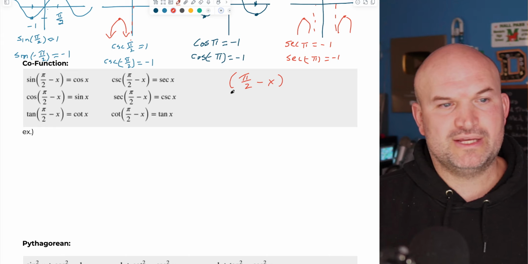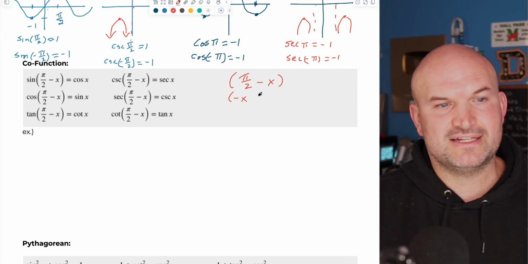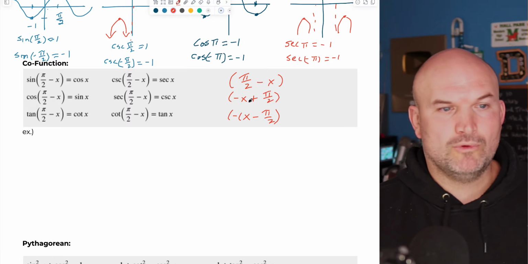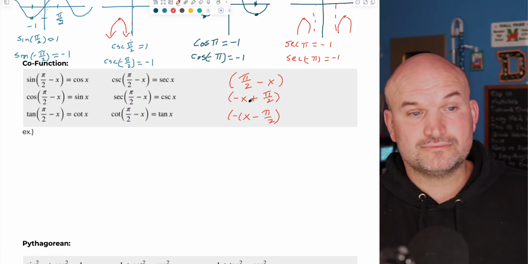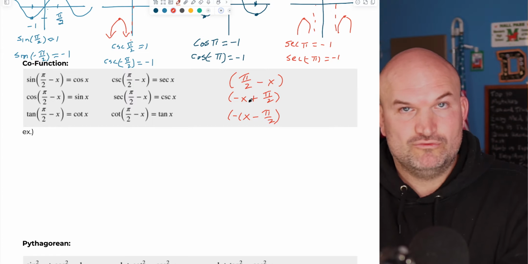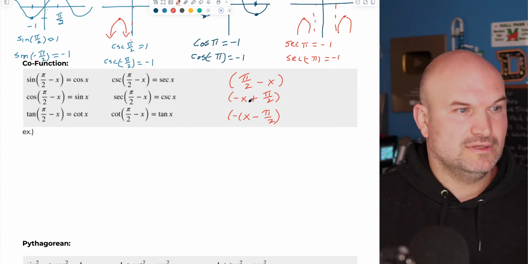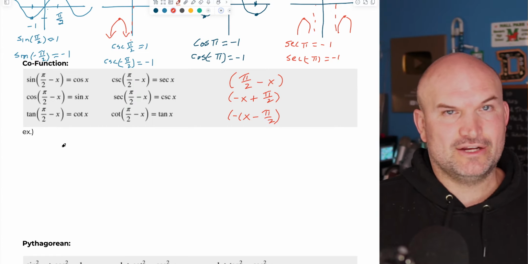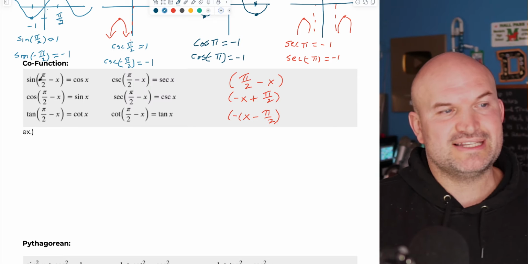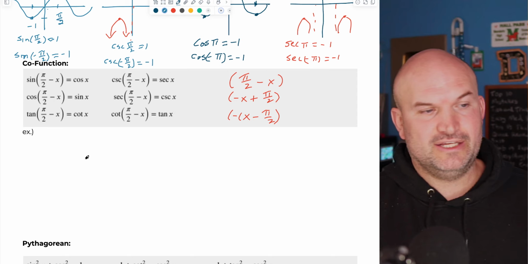Well, what we could do is rewrite this as negative x plus pi halves, and then factor out that negative. So therefore, that's negative times x minus pi halves. So what's actually happening to the graph? We're reflecting it about the y-axis, and then we're shifting it pi halves to the right. So let's take a look at the sine graph and see how this works. How can we see that the sine of pi halves minus x is going to equal cosine?